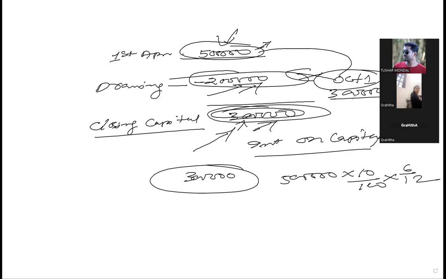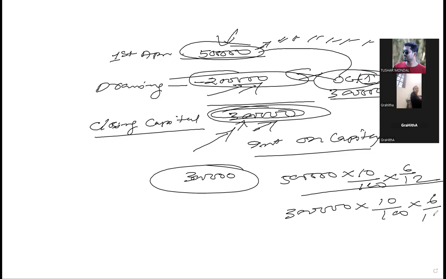Okay, how will it be? I said October 1. That means April, May, June, July, August, September. October will not be included because October is only just starting. So 1, 2, 3, 4, 5, 6: 6 months. So 6 by 12. Next, 6 months, that is 3 lakh interest on capital.